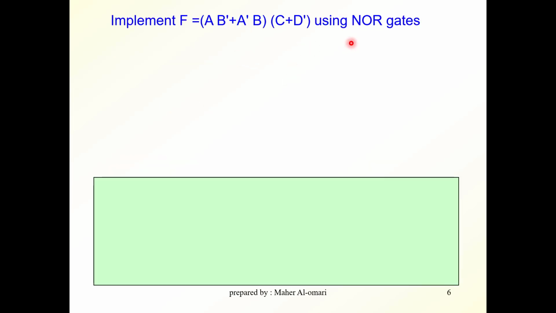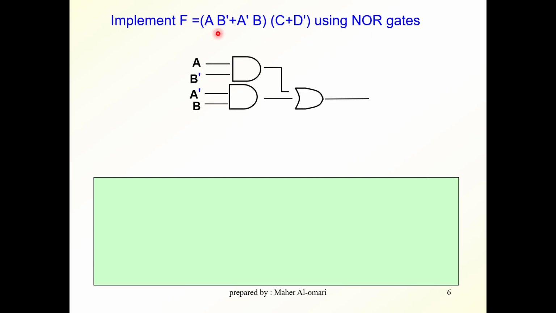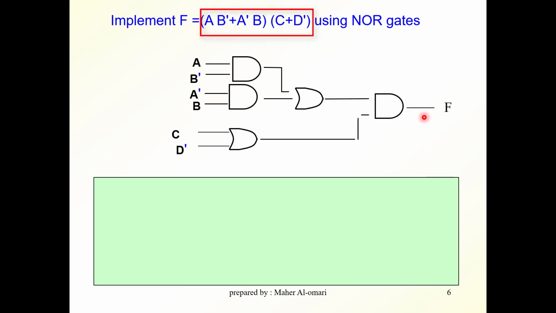If we have this function and we want to implement it using NOR gates, we can do this. This term is implemented with this AND. This term is implemented with this AND. And this is the OR between these two. This is the OR gate. Now this term here is an OR gate. And all these are ANDed together to give me F. This is AND-OR logic.